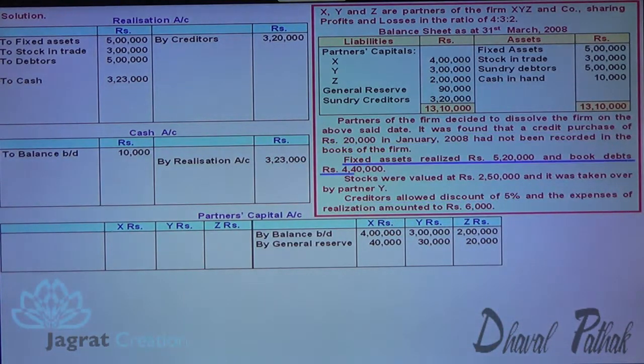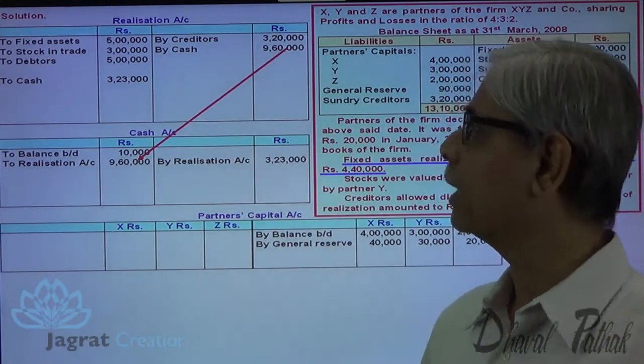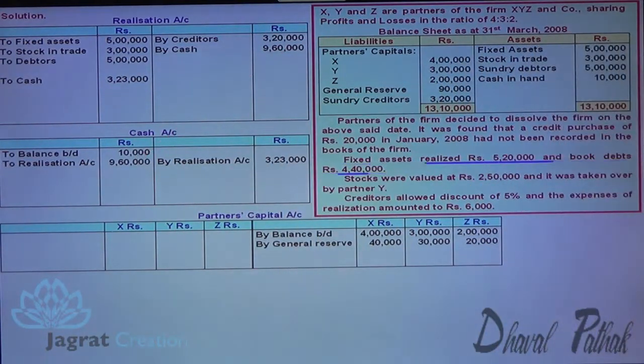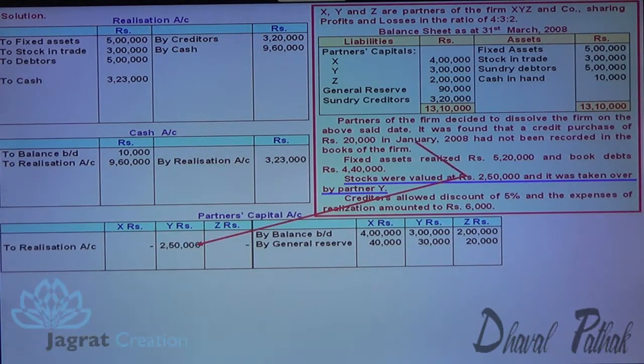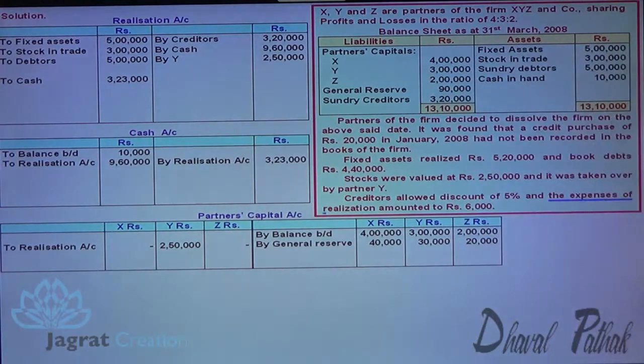Now fixed assets and book debts realized total, bank account debit to realization account credit. So 9,60,000 is debited to cash or bank account and realization account is credited. Stock is taken by Y. Y is the receiver, debit the receiver. Y account debit to realization account credit. So this is how assets are realized and liabilities are settled. Expenses for realization amounted to 6,000. Realization account debit to cash account credit.